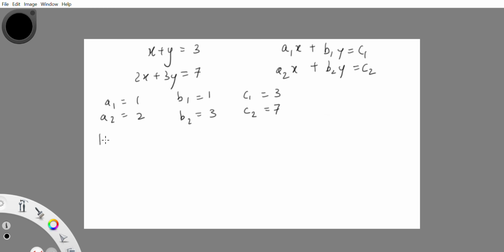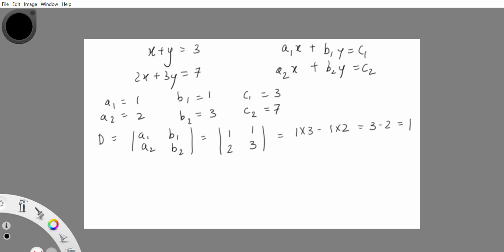So my determinant D becomes a1, a2, b1, b2, which is equal to 1, 2, 1, 3. Calculating this, I'll get 1 into 3 minus 1 into 2, which is equal to 3 minus 2, which is equal to 1. So my value for D is equal to 1. Make sure you highlight your answers so that you do not get wrong values.